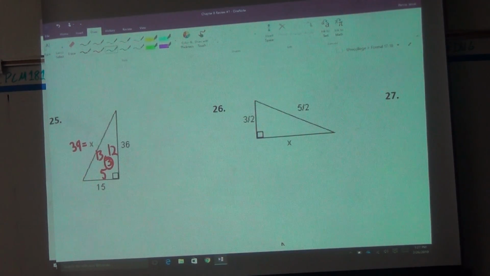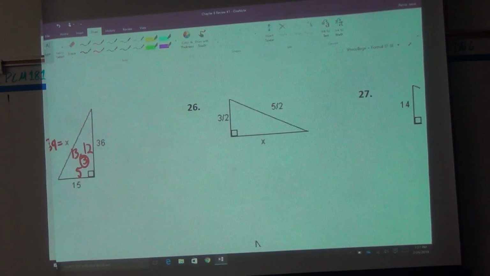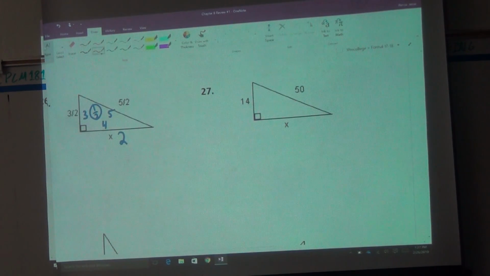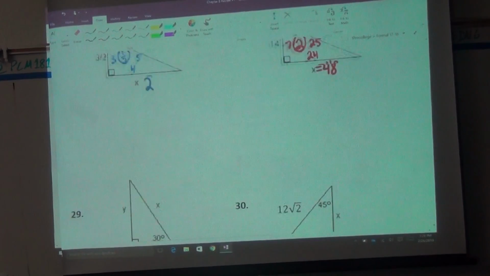Nicely done. Next one. Triple in question. We'll try to alternate as much as we can. 3, 4, 5. Scale factor? Half, or 0.5 if you prefer. Answer. 2. Will I take 4 over 2? No. All right. Triple in question. 7, 24, 25. Remember, the biggest number has to be the hypotenuse. Scale factor, please. 2. Answer, please. 48. Thank you. On to 28.